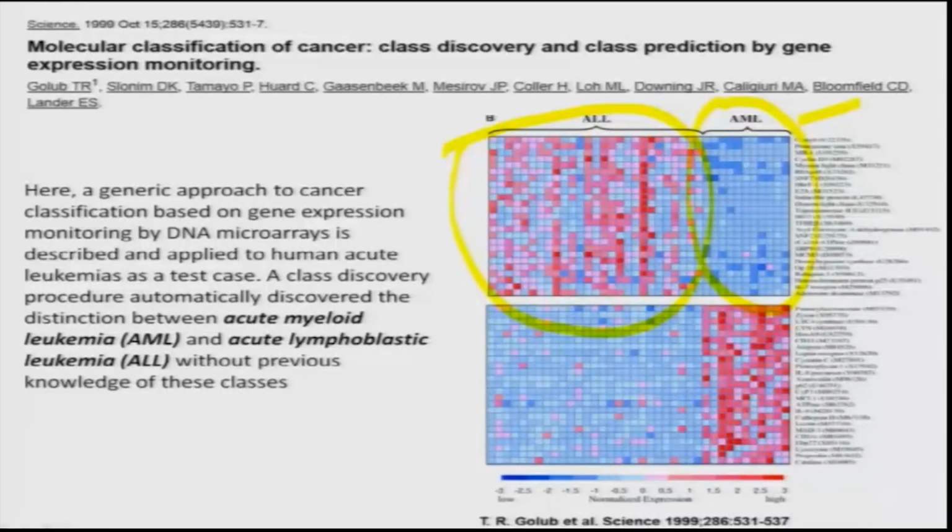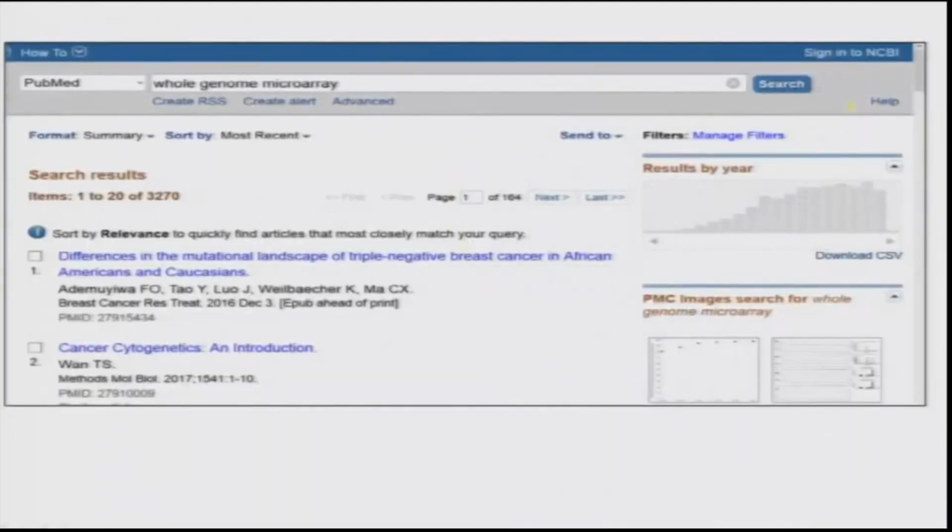ALL is acute lymphoblastic leukemia, AML is myeloid leukemia. So they are able to type the tumor now, and tell which subtype it belongs to. If there are drugs that would be more effective in AML, this person can straight away be given that treatment without really waiting for further confirmation. So this is again a landmark paper which really helped us to classify tumors and go on.